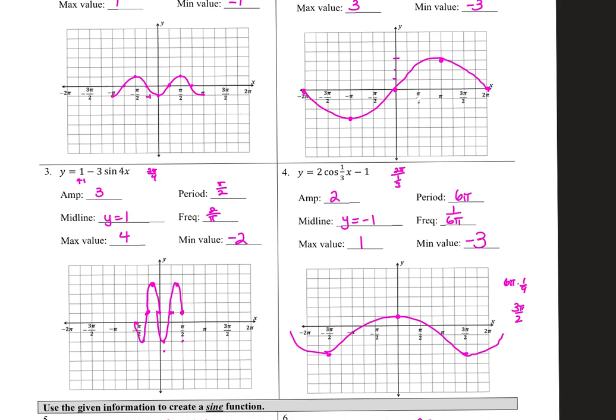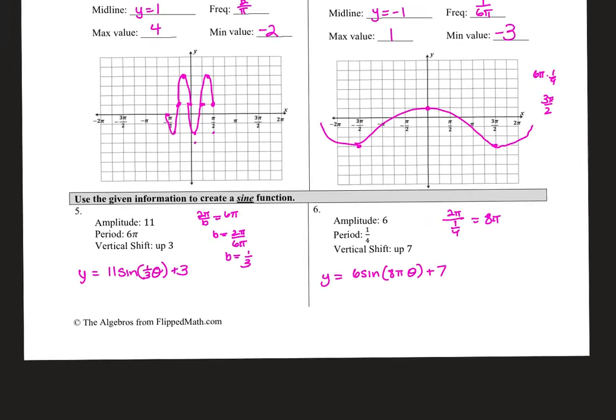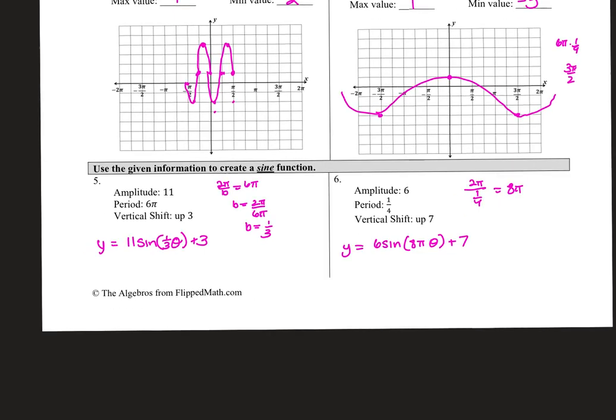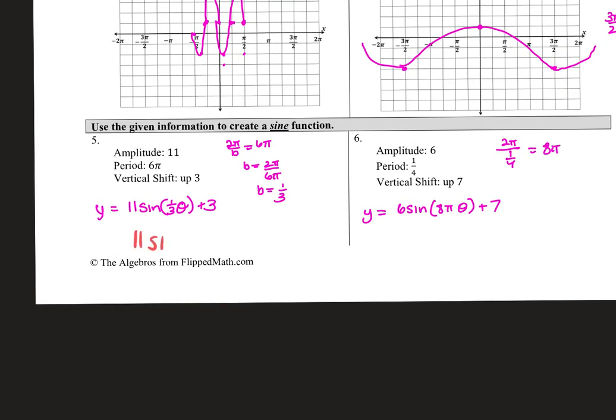For number 5, am I putting x or are you putting theta? Oh, it doesn't matter. A variable is a variable. This could have also been 11 sine x over 3, like that, plus 3 could also be written like that. It's the same. So if your b is a fraction, you can either write it on the front like that, or you could build it into the fraction, like the second one. And when it says to write the equation, I don't care what variable you use.